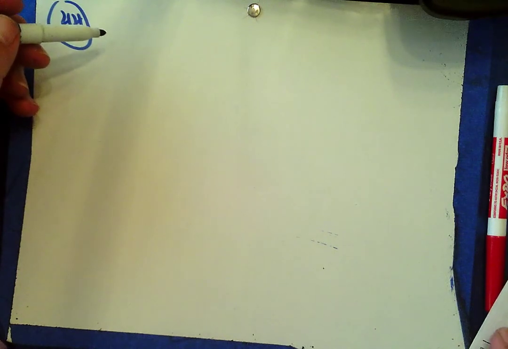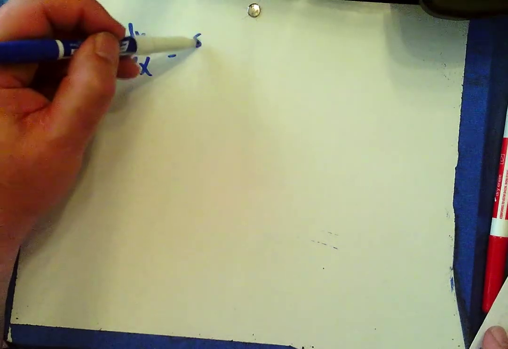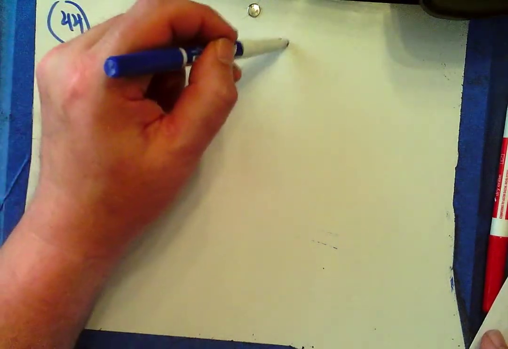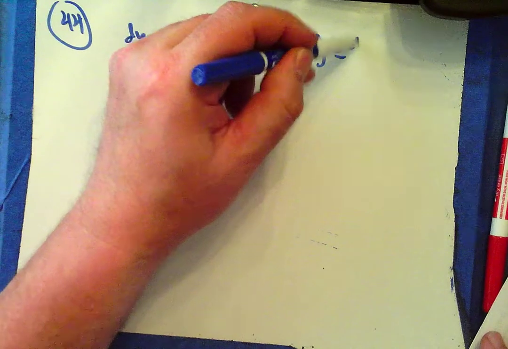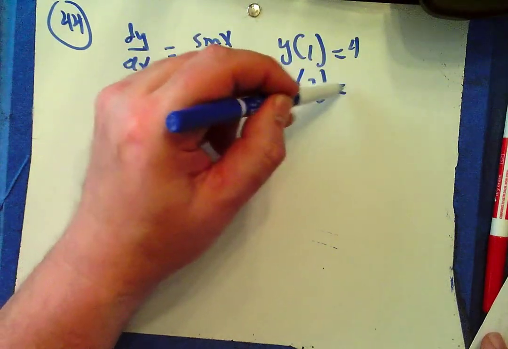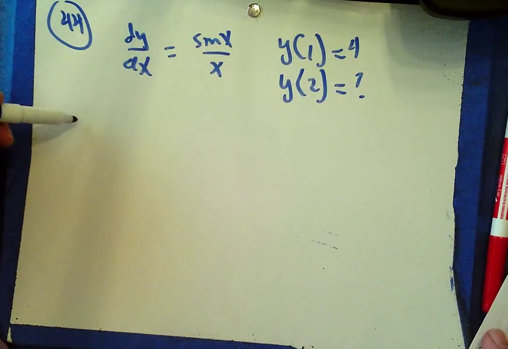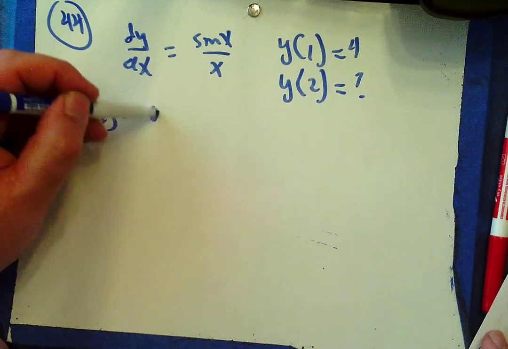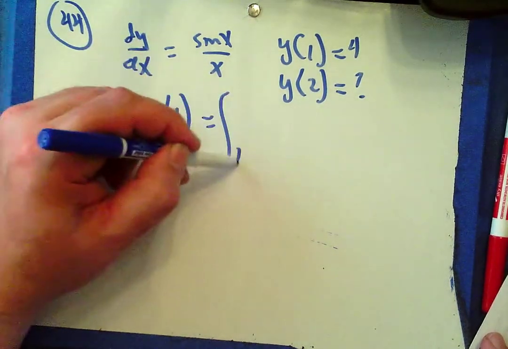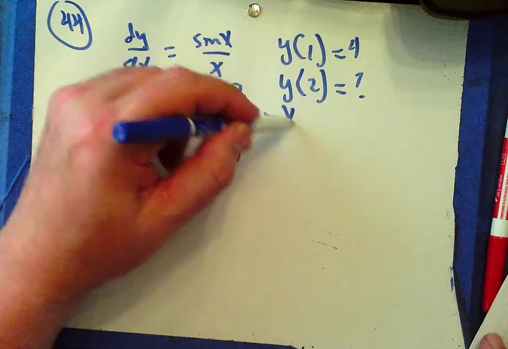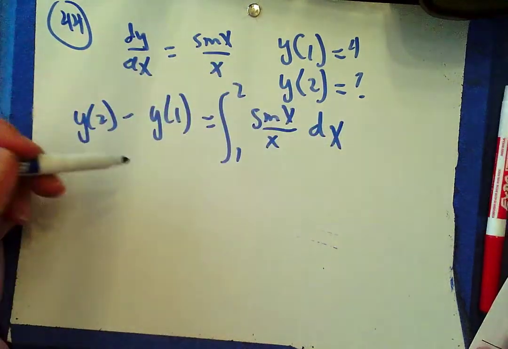44. Number 44 says dy/dx equals sine x over x. y of 1 equals 4. What's y of 2? So I know that y of 2 minus y of 1 equals the integral from 1 to 2 of sine x over x dx.